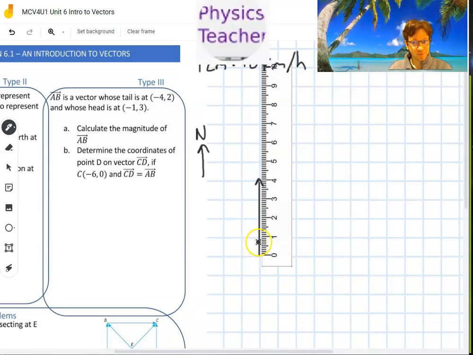Again, all I'm trying to indicate here is that the length represents the magnitude and the arrow represents the direction. So this would be our 40 kilometers per hour north. And usually the direction we write in square brackets.